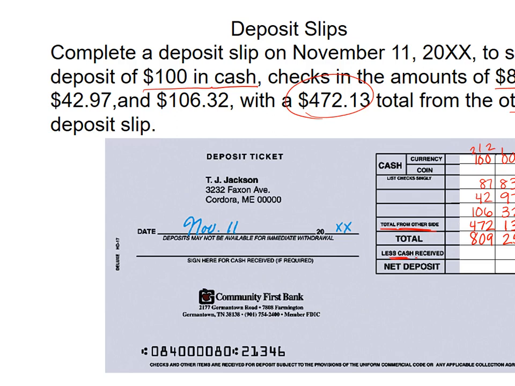Now, less cash received. Let's say that you wanted to deposit the money, but you wanted like $50 in cash just to have on you. So you could put that here, and then you just subtract it because you're taking that money out of your deposit that's not getting deposited into your account. So your net deposit, what's actually getting deposited, would be $759.25. And then right here, sign here if cash is received. So if I did take out $50, I'm going to sign right there. If I didn't take any money out, there's no need for a signature.